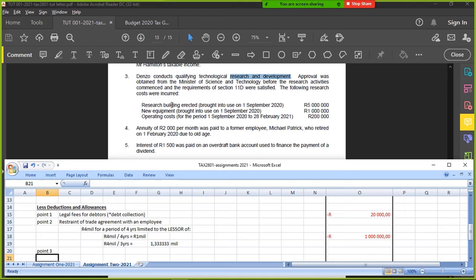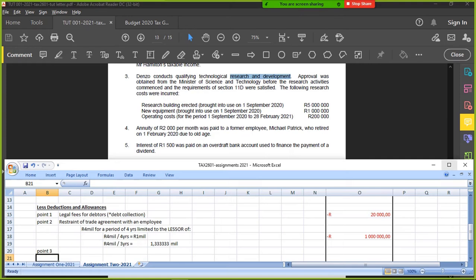Research building erected. So they created a building to do this research and it was brought into use on the 1st of September. You might be thinking capital allowances here, but remember this is for research. New equipment brought into use. But this equipment is also specific to research. You're probably also thinking a wear and tear allowance. Remember you can't claim two allowances. So if you're claiming a research and development allowance on your building and your equipment, you can't also claim a wear and tear allowance on the equipment in terms of use or the building that you've bought or created. And then you've got operating costs. So you've got 3 separate considerations.